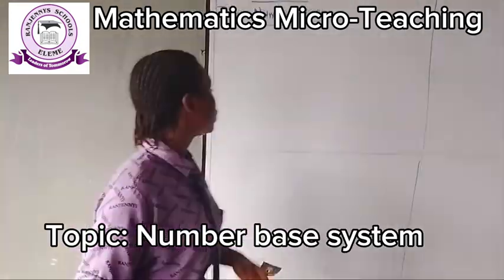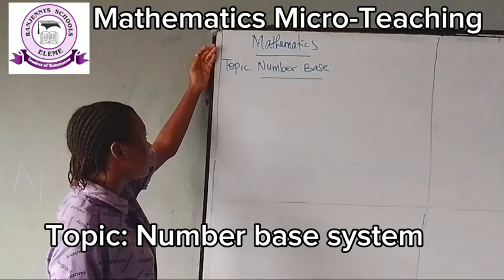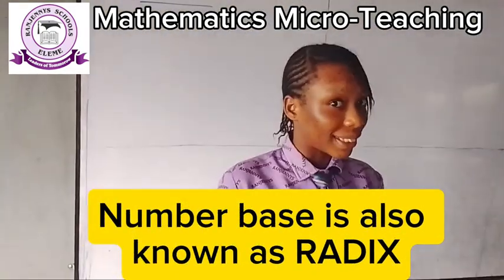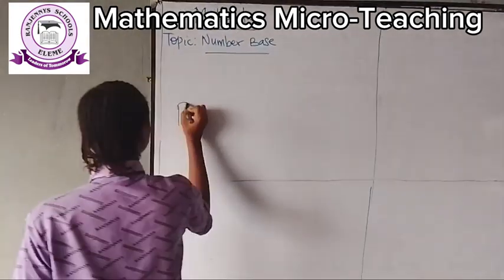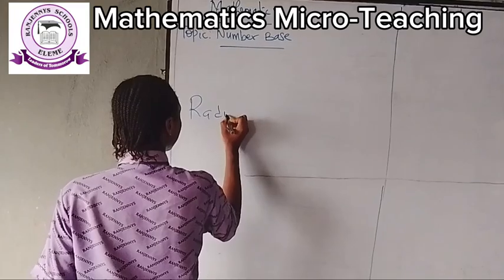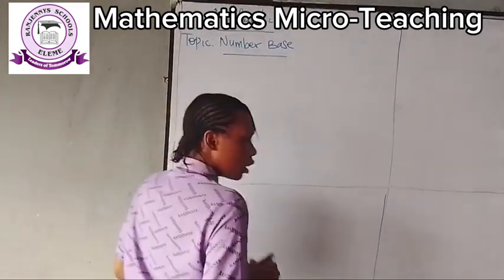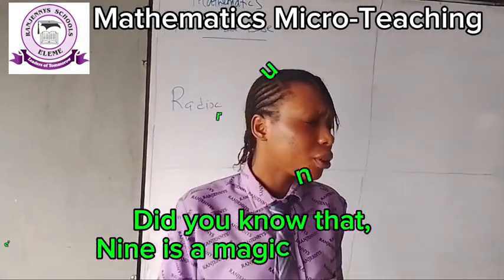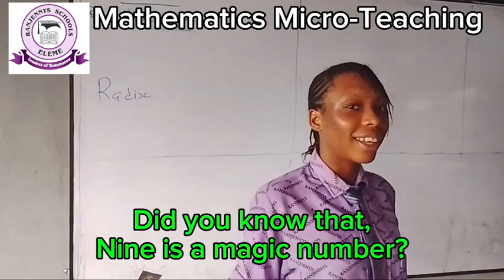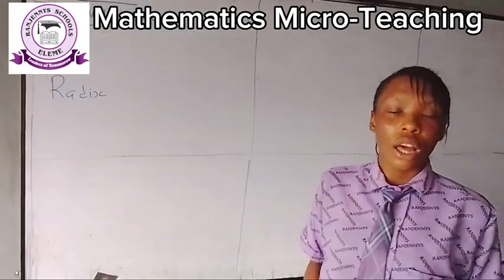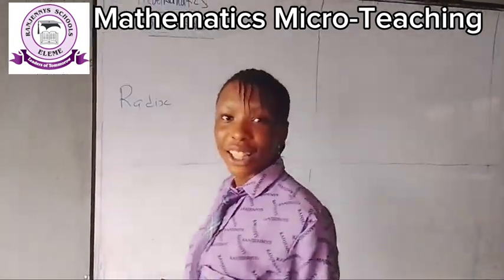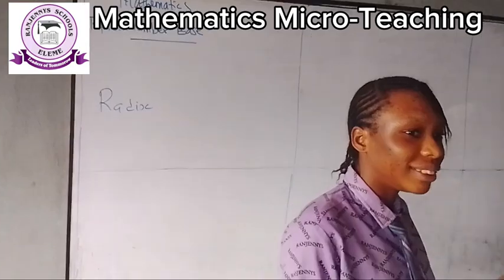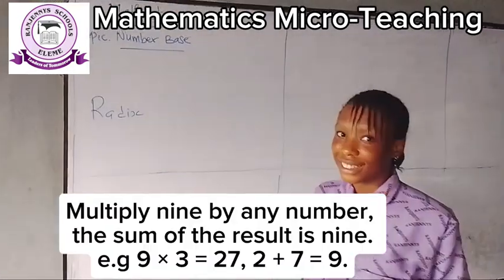SS1. Our subject today is mathematics on the topic number base. Number base is also known as radix. Number base is the foundation of the numeration system. It helps us know how many unique digits are there and how numbers are counted. Numbers are counted in bases such as binary, quaternary, denary. The most common is denary.